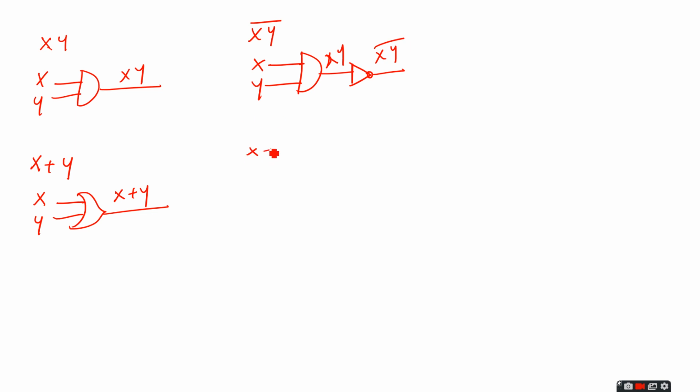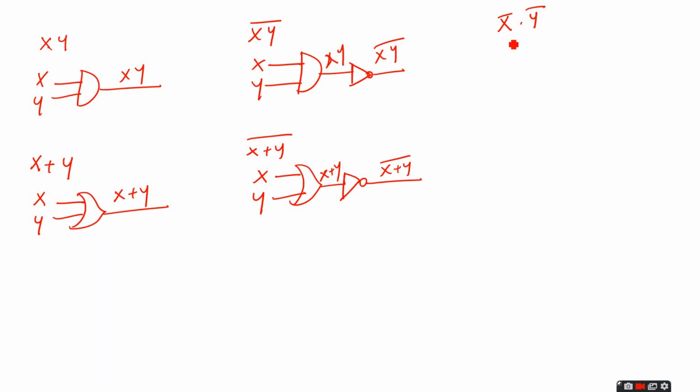In the same way, X plus Y whole complement: take X and Y, pass it through an OR gate, then we'll get X plus Y, then pass it through a NOT gate, we'll get X plus Y whole complement. Next, X complement into Y complement. Take X, pass it through a NOT gate, we'll get X complement, then Y, pass it through a NOT gate, we will get Y complement, then pass it through an AND gate, we will get X complement into Y complement.